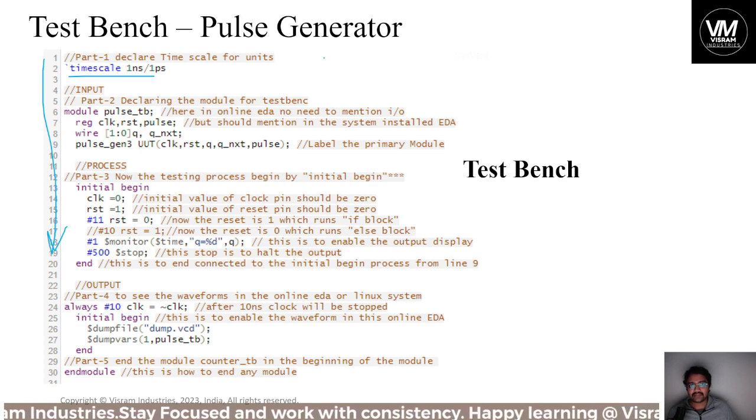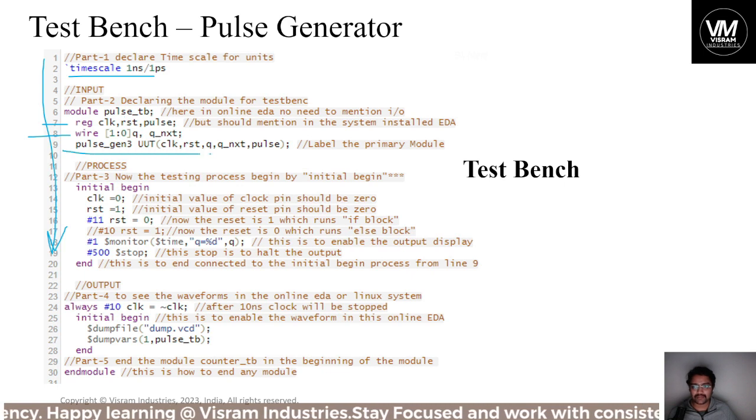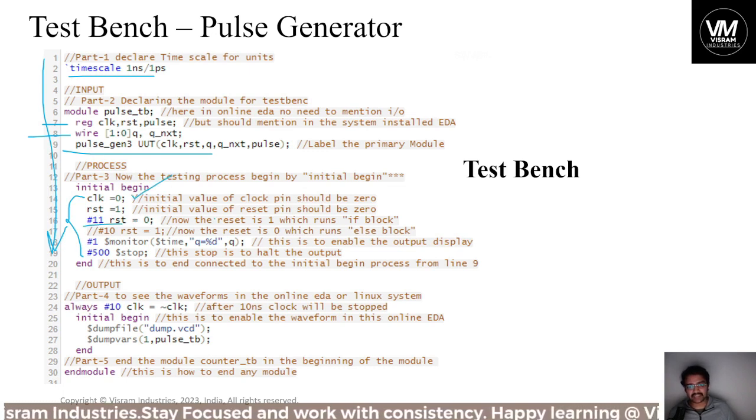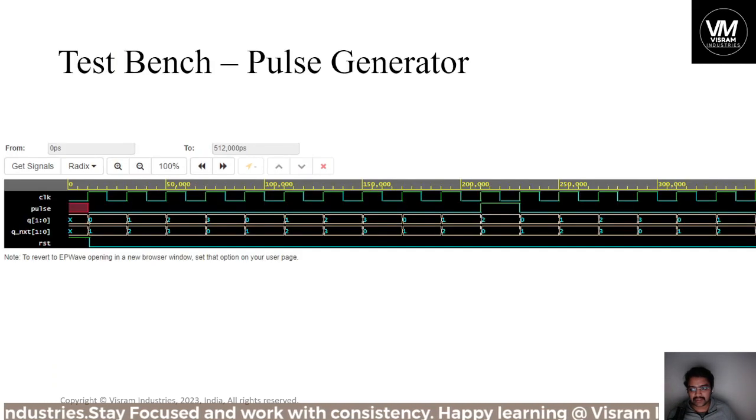You can see the pulse generation. Whatever wires you have declared in the design will be registers in the test bench. I mean, registers in the design are wires in the test bench, and wires in the design are registers in the test bench. So the module, pulse generator, and initial block will be the same. After the 11th nanosecond, you can make reset as 0.